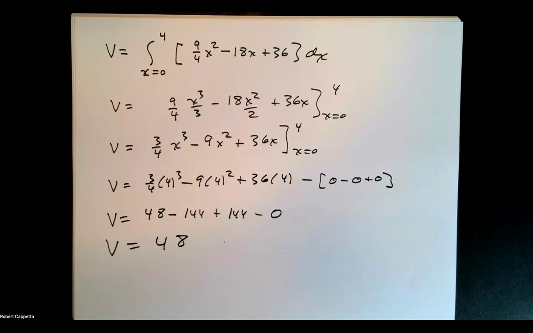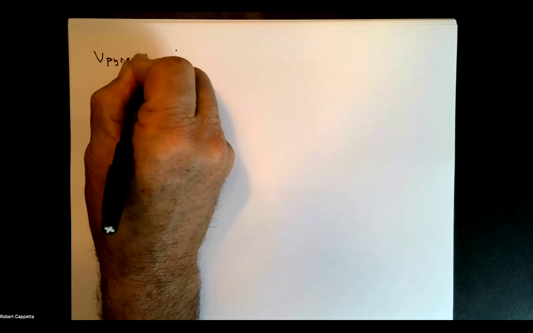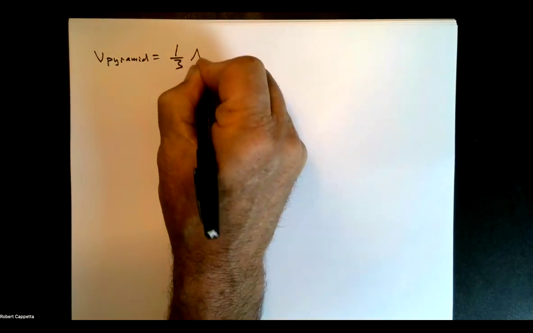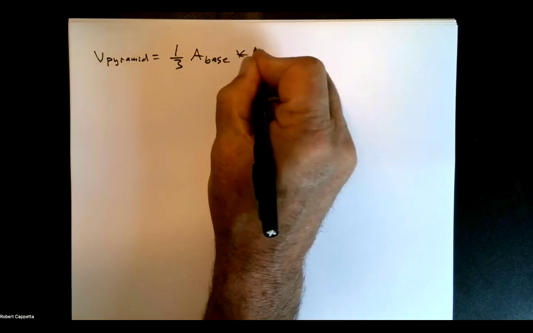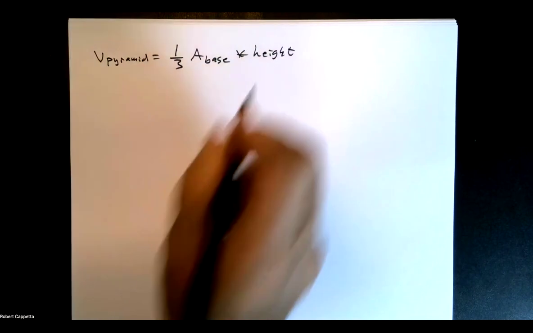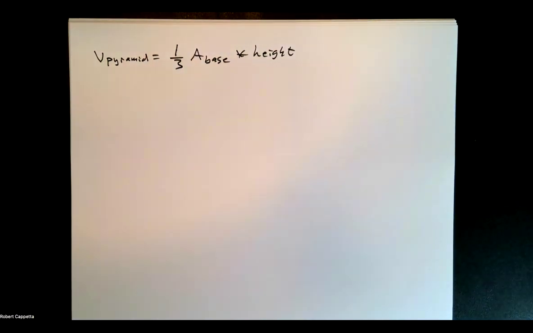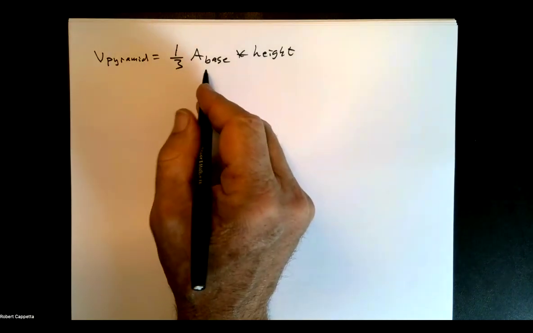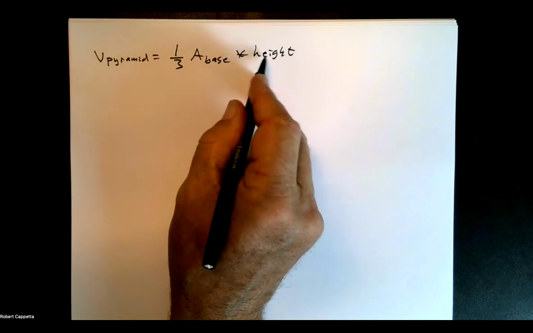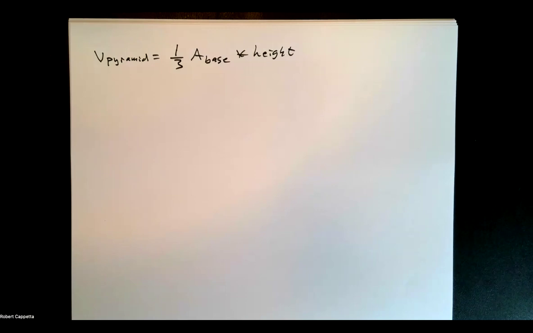Now, can we check that with rules from geometry? The thing to remember is that the volume of a pyramid is 1/3 the area of the base times the height. Is a tetrahedron a pyramid? It is, because it has a base and everything comes together to a point. Even a cone works with this, because the area of the base of a cone is pi r squared, and the height would be h. 1/3 pi r squared h is the volume of a cone. So it has a base and comes to a single point. That's in essence our definition of a pyramid.